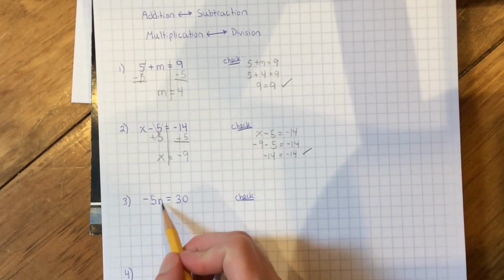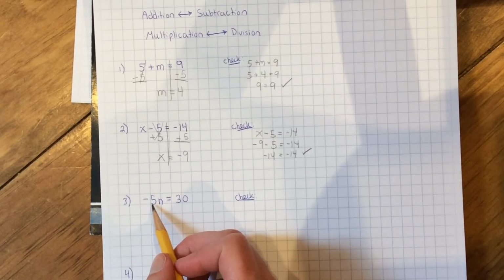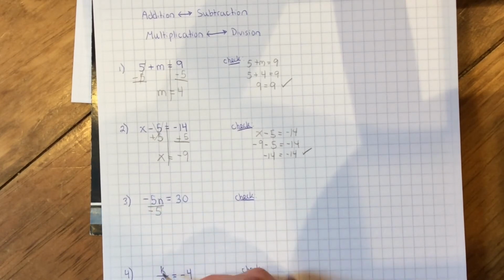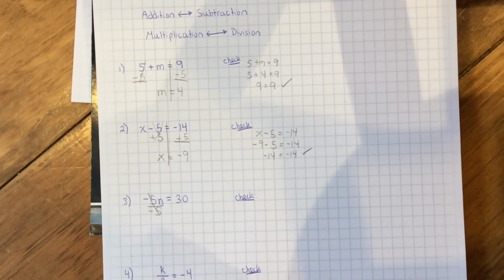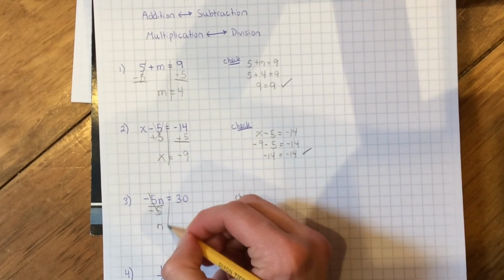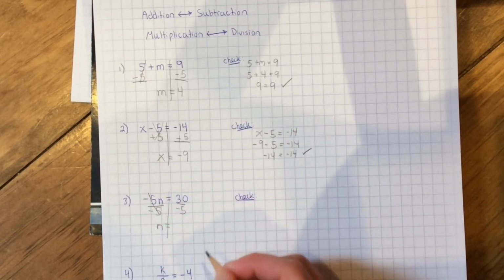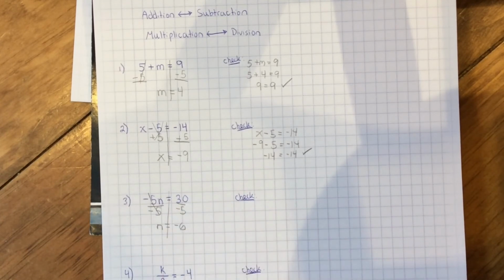My next one here shows multiplication. When a number and a letter are touching, that's a form of multiplication. So the variable is being multiplied by negative 5. The opposite of multiplying by negative 5 is dividing by negative 5. Negative 5 divided by negative 5 is 1. So I can cross that off because 1 times n is still just n. But again, whatever I do to one side, I must do the same to the other. 30 divided by negative 5 is negative 6.